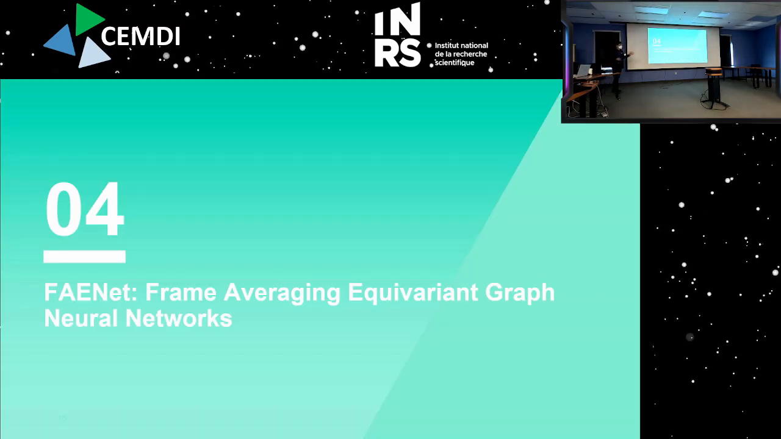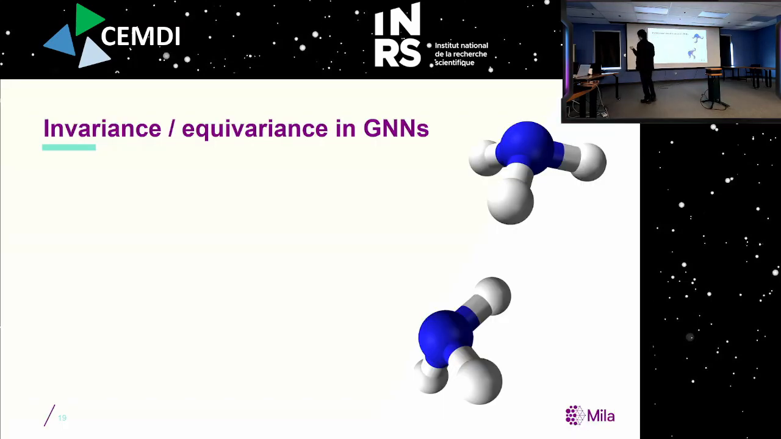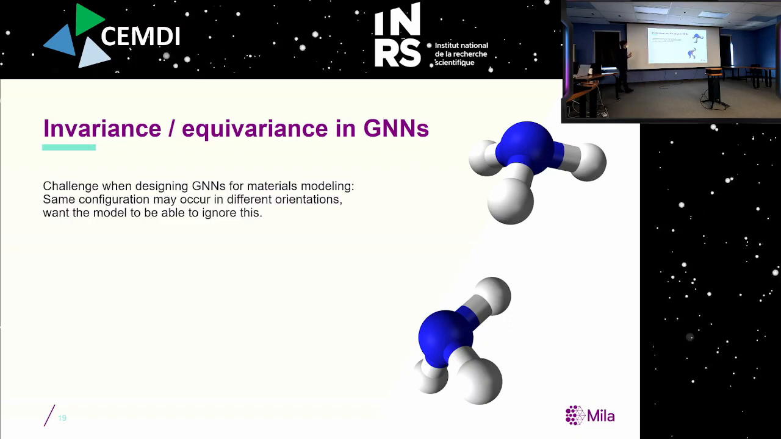OK, so that's the first part. Second part. Now we're going to look at why there were these complicated models in the first place, and can we make them simpler? The motivation for a lot of these complicated models is invariance and equivariance. And what does this mean?